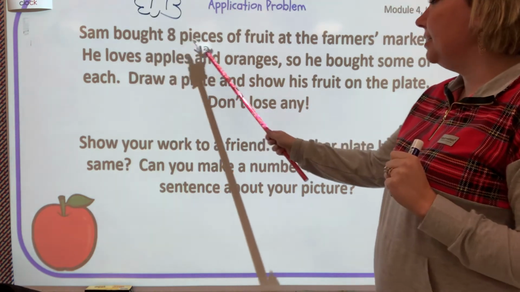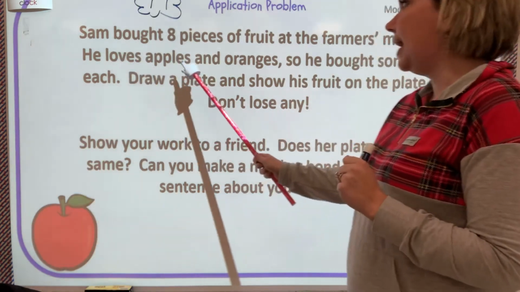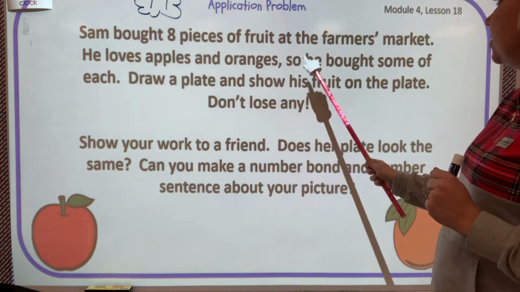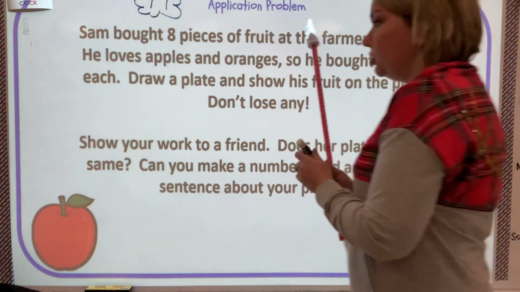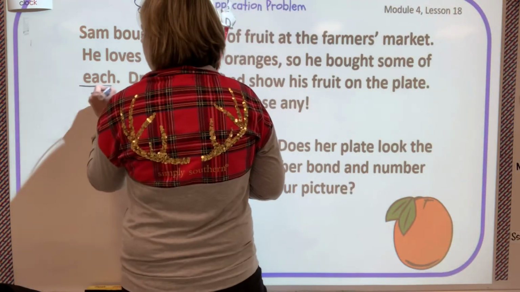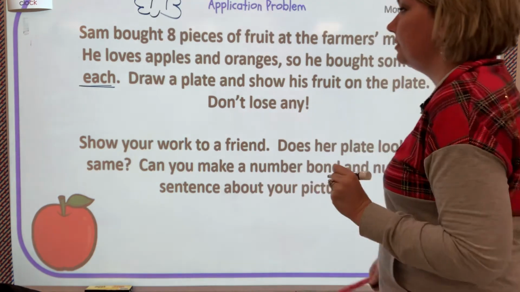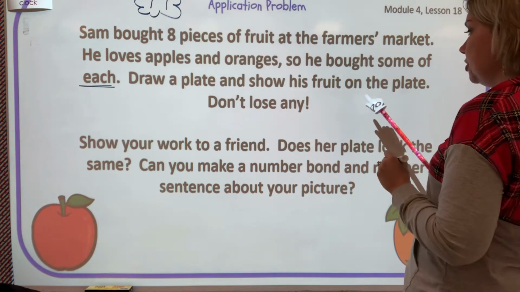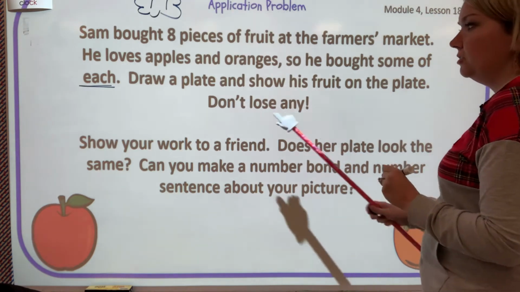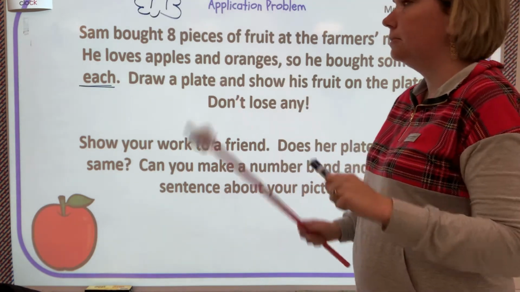Sam bought 8 pieces of fruit at the farmer's market. He loves apples and oranges, so he bought some of each. Each means each. Apples and oranges. Draw a plate and show his fruit on the plate. Don't lose any. Okay. Whew. It's a lot of information.